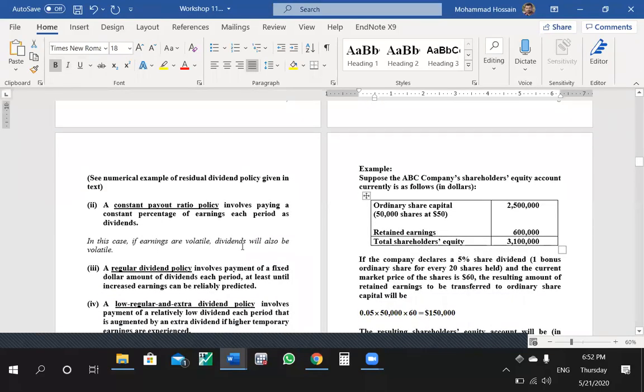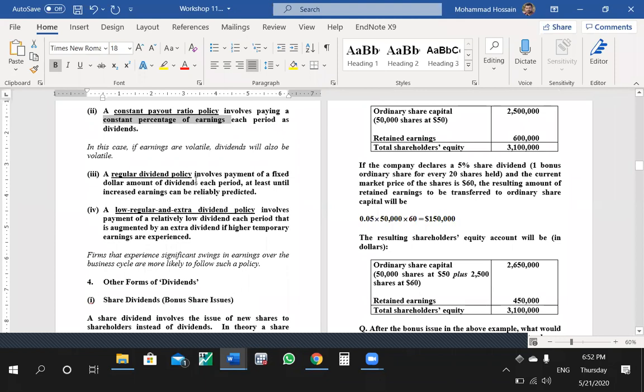Then another one in here, constant payout ratio policy. Every year they give like 10% of the total income as dividend. Let's say the business made a $10 million profit, so 1 million will be going as a dividend to distribute among however many shareholders they have. Constant payout, so every year you maintain a constant percentage of earnings.